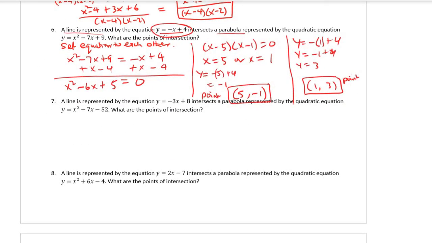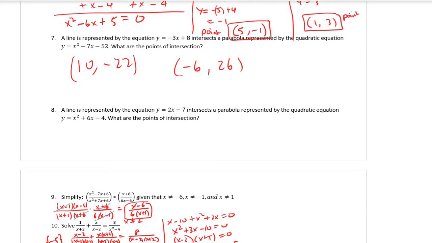I will tell you the answer to number 7. You do exactly the same thing. For number 7, let me see what I got. You will get, the first point will be (10, negative 22). And the second point will be (negative 6, 26).